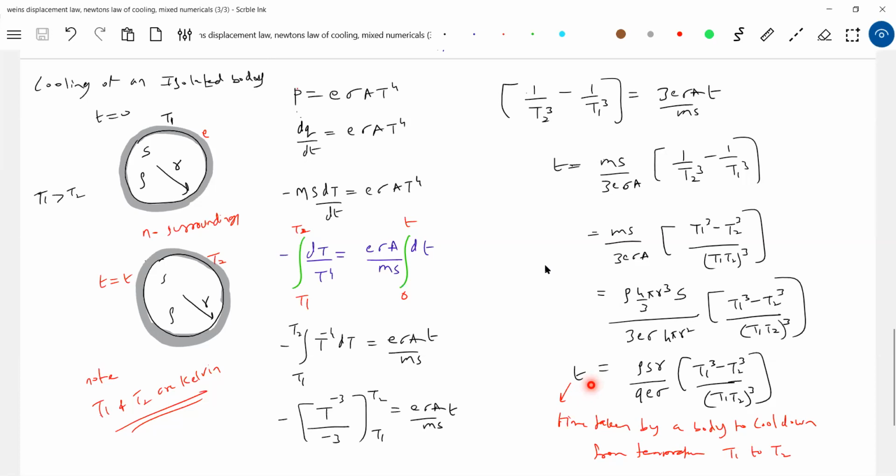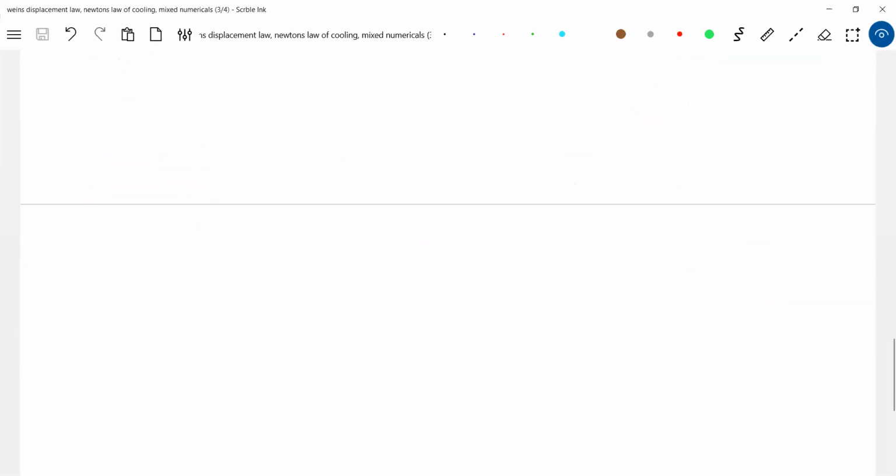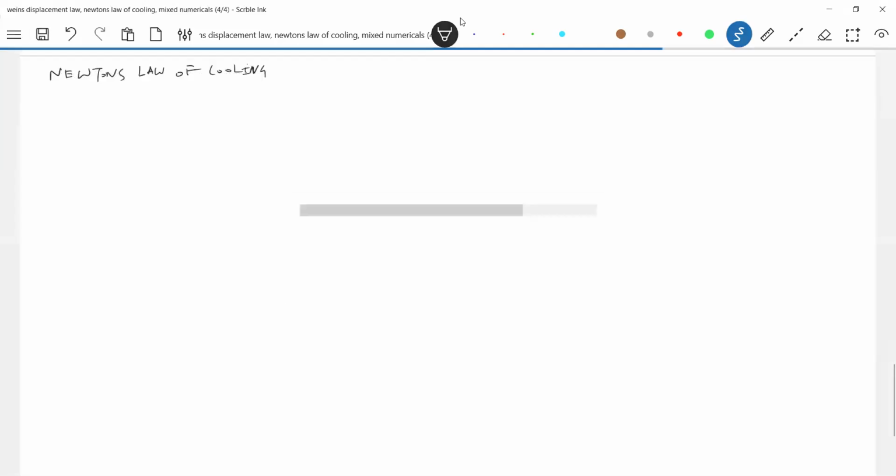Shall we go for now? So this is about this one isolated body. Let me come to Newton's law of cooling. Okay, now see, let's have a general discussion first.